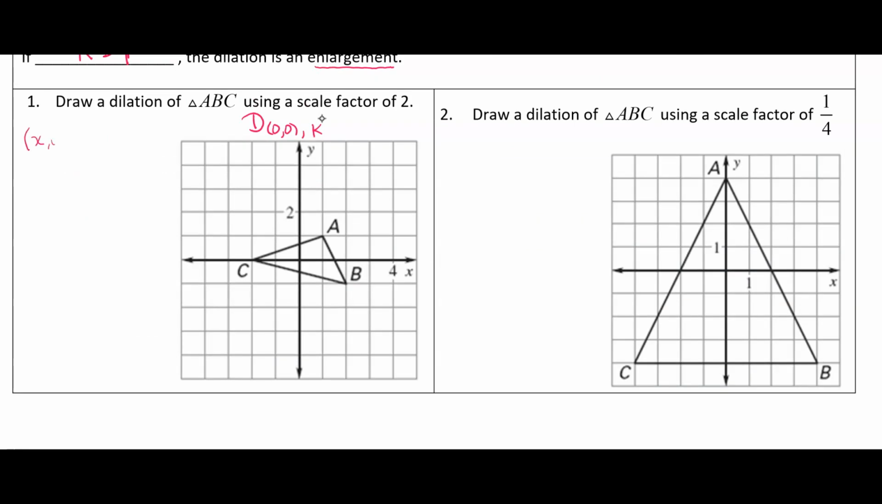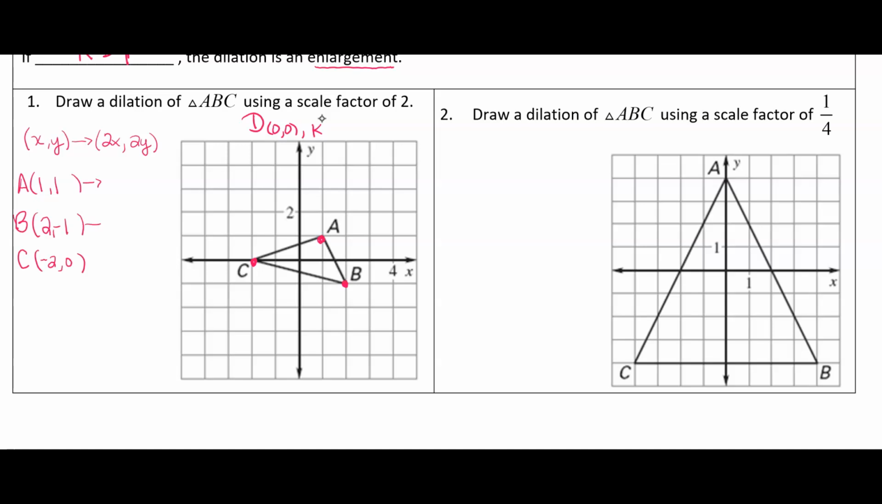So now this is what our job is. Our job is to take the x's and the y's and to transform them with the dilation of 2x and 2y. So the first thing I'm going to do is I'm going to list my points A, B, C. So A is right here. That is 1, 1. B is right here. That is 2, -1. C is right here. It is -2, 0.